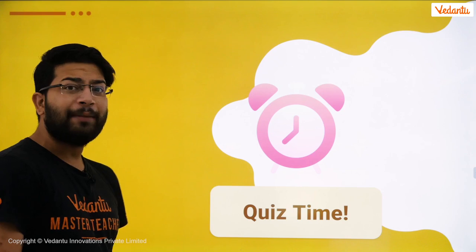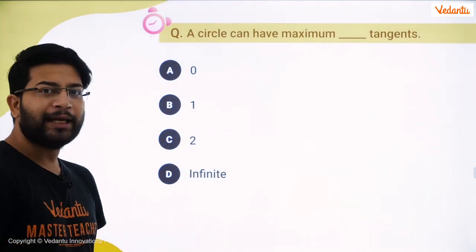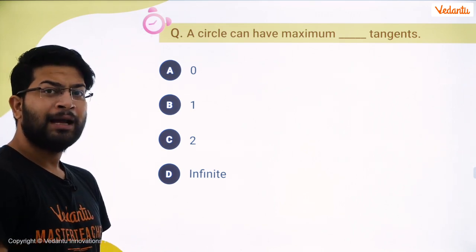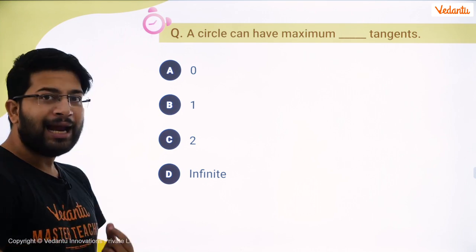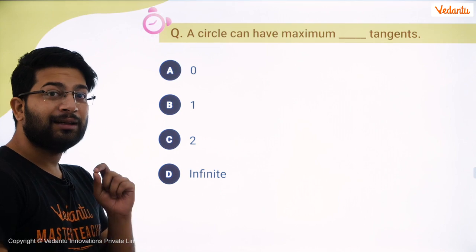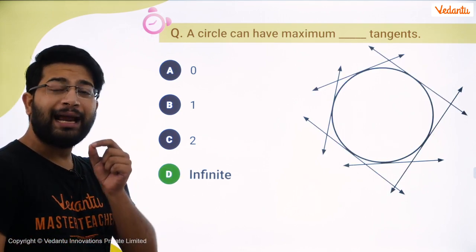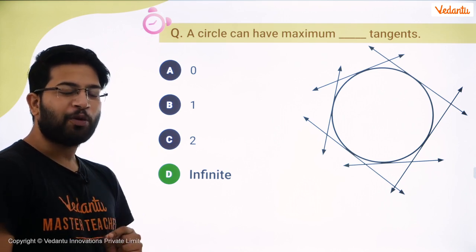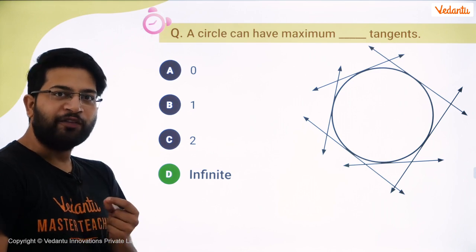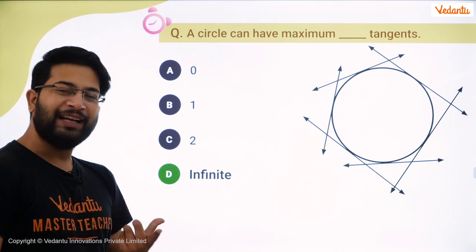Very good. So now champ, it's quiz time and you have to give me one answer. Look at the question. What do you think, a circle can have a maximum of how many tangents? Come on, hurry up. And your time is up. The answer is infinite, because at every point we can draw one tangent, and a circle is nothing but a combination of infinite points. At one point, one tangent. At infinite points, infinite tangents.